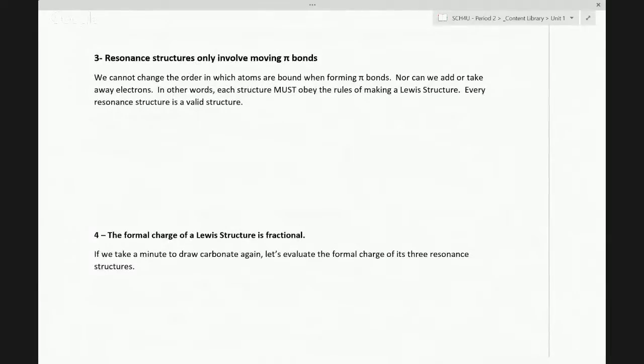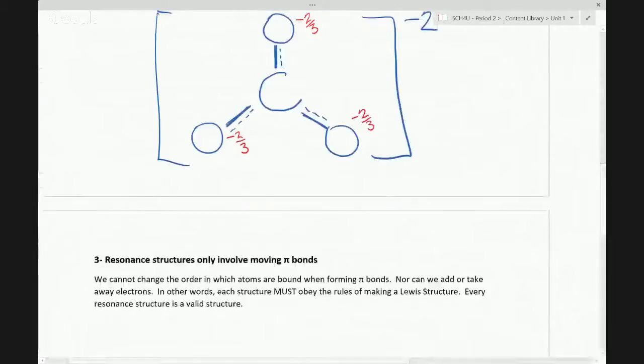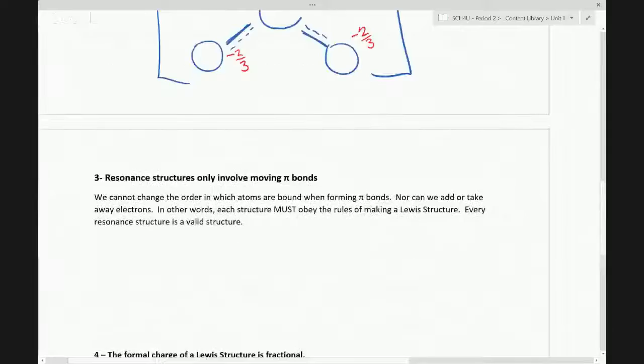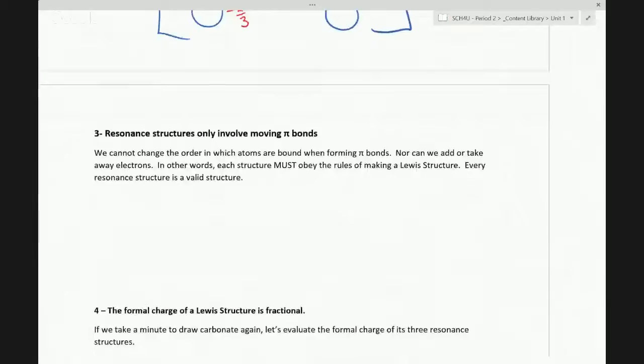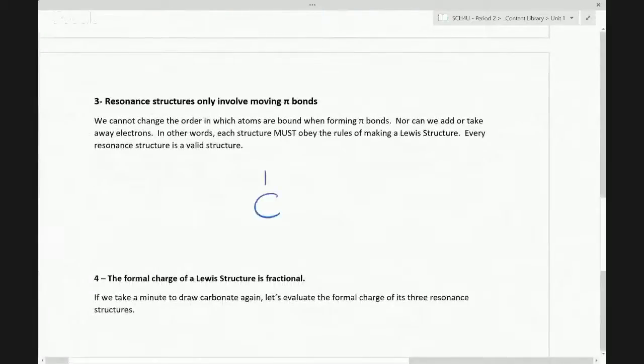So you can't have some structure. I couldn't choose to make one of the resonance structures just carbon bound to oxygen, bound to oxygen, bound to oxygen, like this. That's not a valid structure because carbon doesn't have a stable octet. Right? So that wouldn't be allowed.